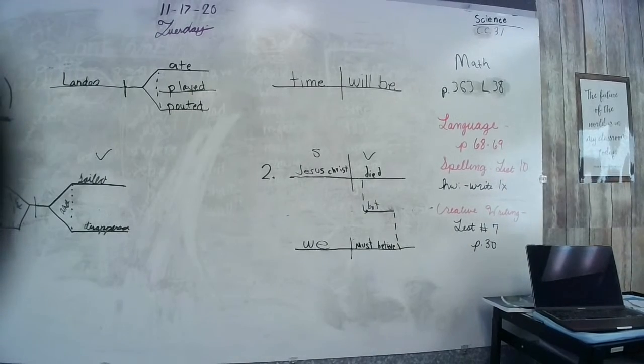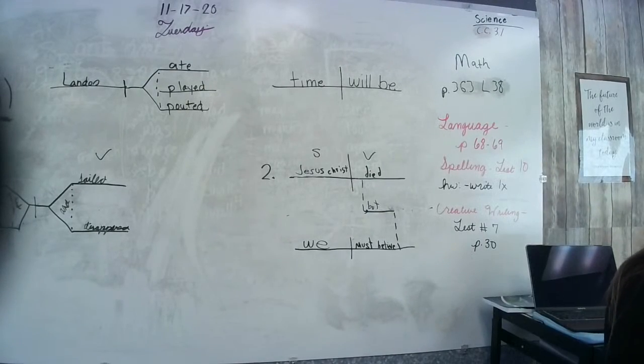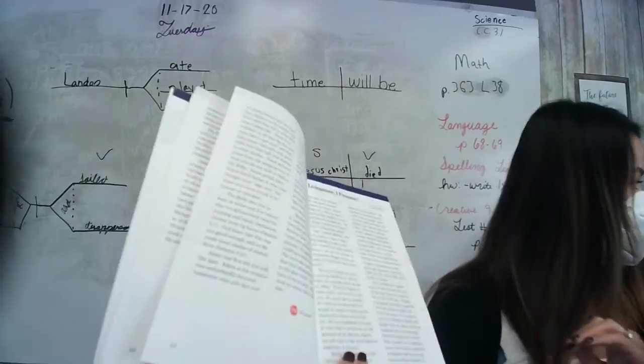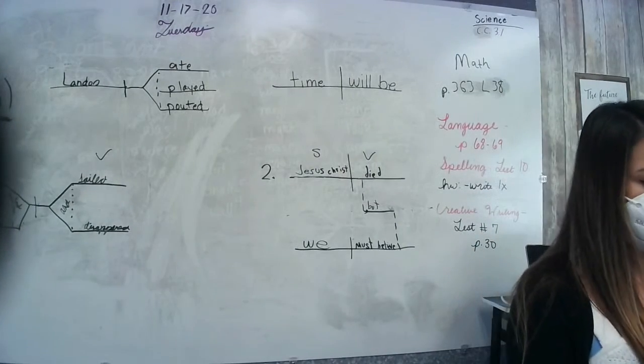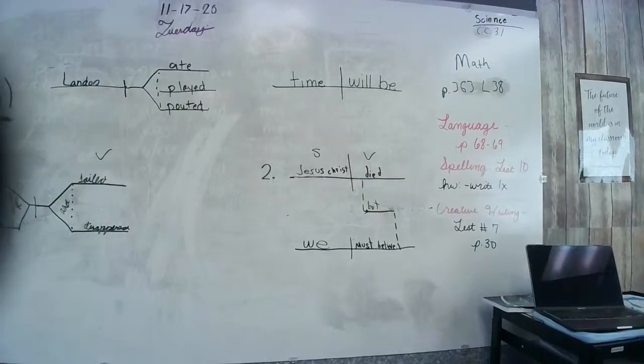Go ahead and take out your Adventures in Greatness. You do have a quiz today in Adventures in Greatness. So that is the rest of our lesson today. For those of you who are distant learning, just Adventures in Greatness, quiz number 6. This quiz in this book is over pages, quiz number 6 over man's beginning, on pages 11 and 12.